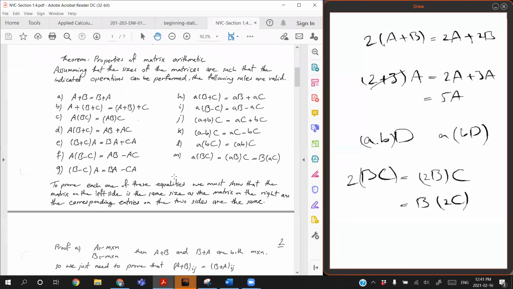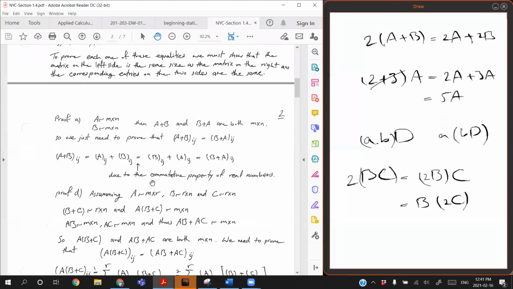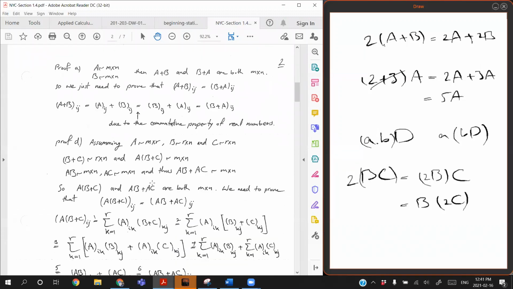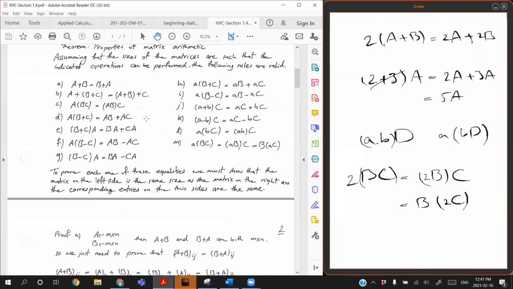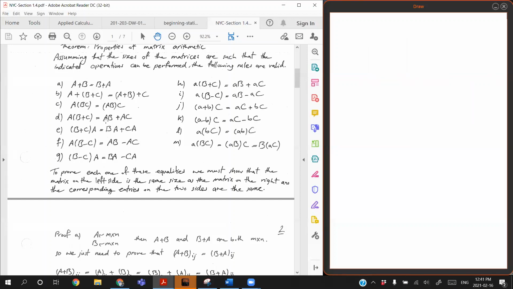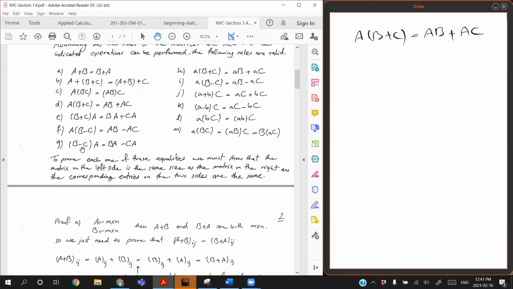All these properties can be proved using the definition. So here you have the proof for some of them. You have the proof for A, you have the proof for B, for D. And let's take a look at the proof for D. Which one is D? D is the one about the distributive property. So we want to prove that A times (B plus C) is equal to AB plus AC for matrices. Any questions so far?